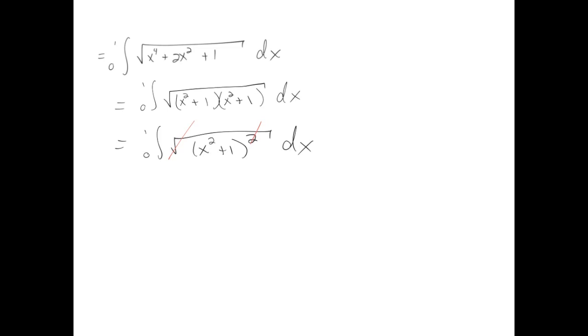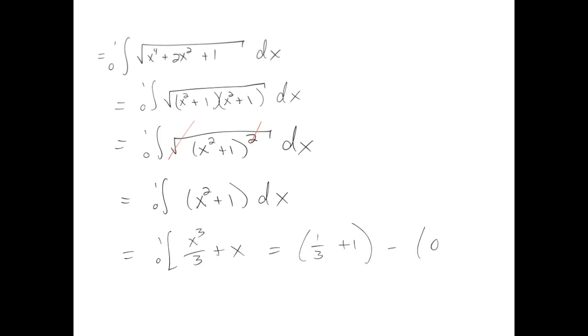The square root cancels with the square. Phew! We finally have a problem we can do. Now, taking the antiderivative, plugging in 1 and plugging in 0 and subtracting, we get our answer, which is that the length of the function on the previous slide is 4/3.